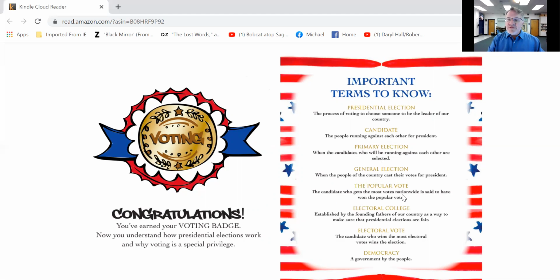The candidate who gets the most votes nationwide is said to have won the popular vote. Electoral College, established by the founding fathers of our country as a way to make sure that presidential elections are fair. Electoral vote, the candidate who wins the most electoral votes wins the election. And democracy, a government by the people.